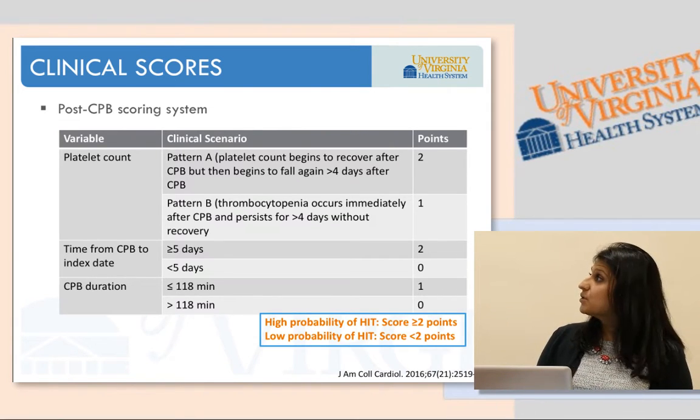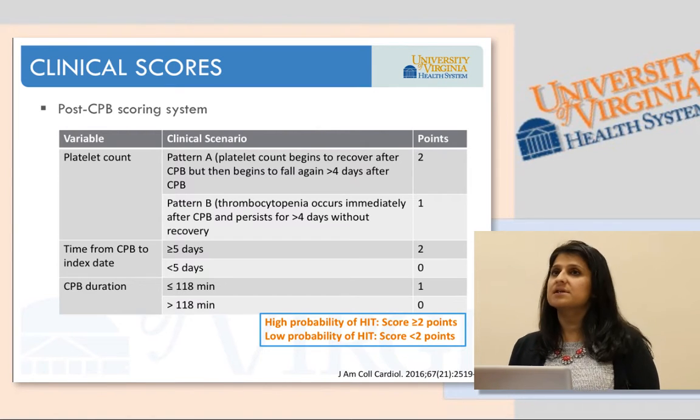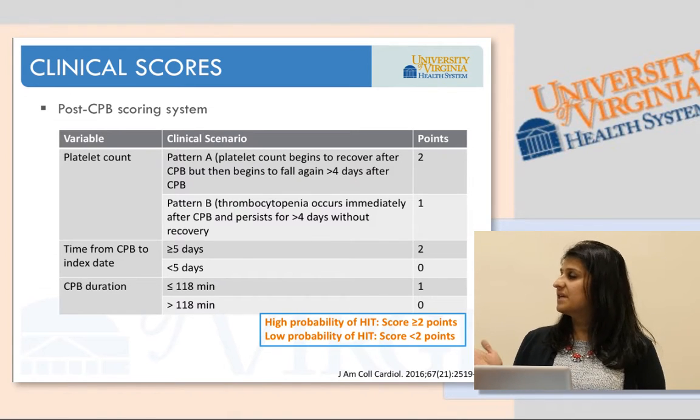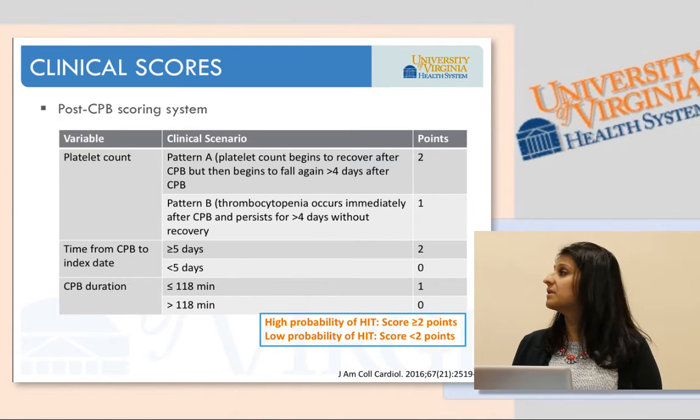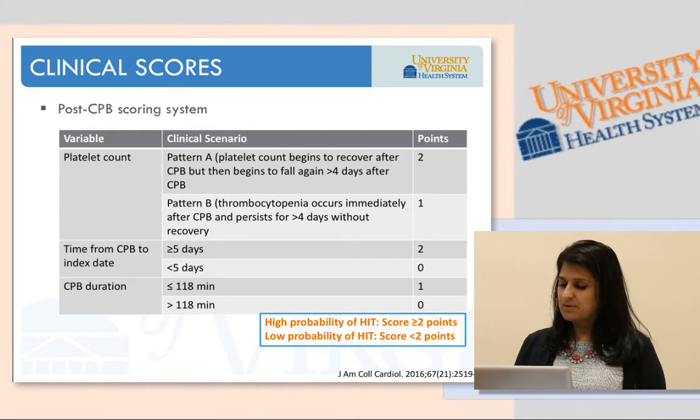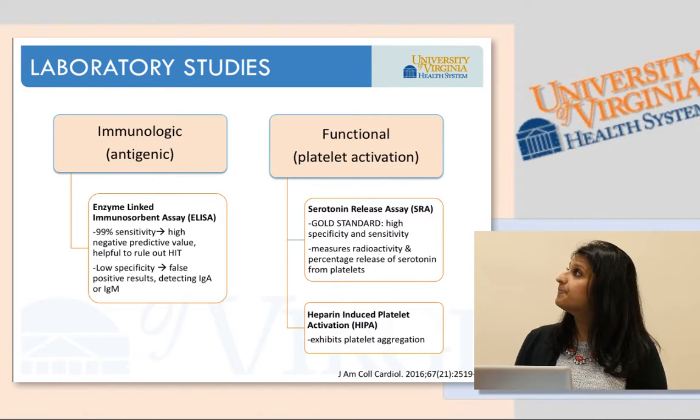In these patients, a score greater than 2 is considered high probability, and patients with less than 2 points are considered low probability. So we could consider sending HIT testing if the probability is greater than 2, but if it's low, then we wouldn't do it. So we can apply a different score for our cardiac bypass patients.